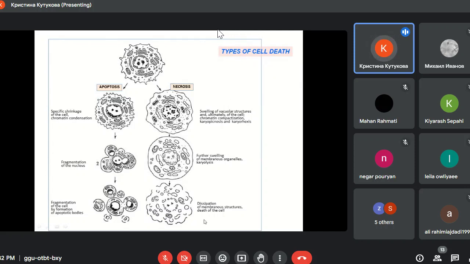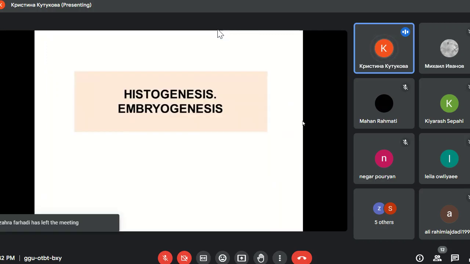So necrosis usually involves not only one cell, but a lot of cells in tissue. But apoptosis can happen just to one cell. It is not harmful to surrounding cells. And now we go to histogenesis and embryogenesis.